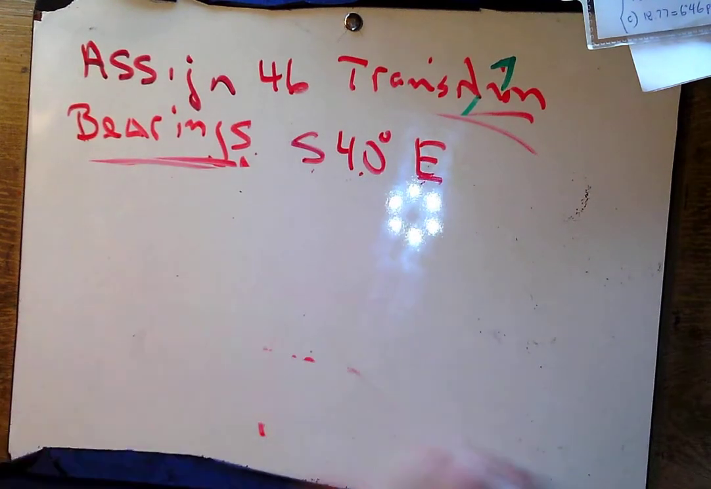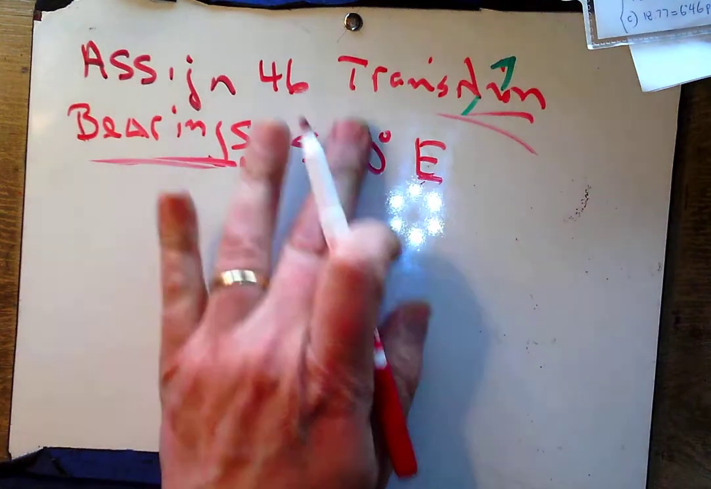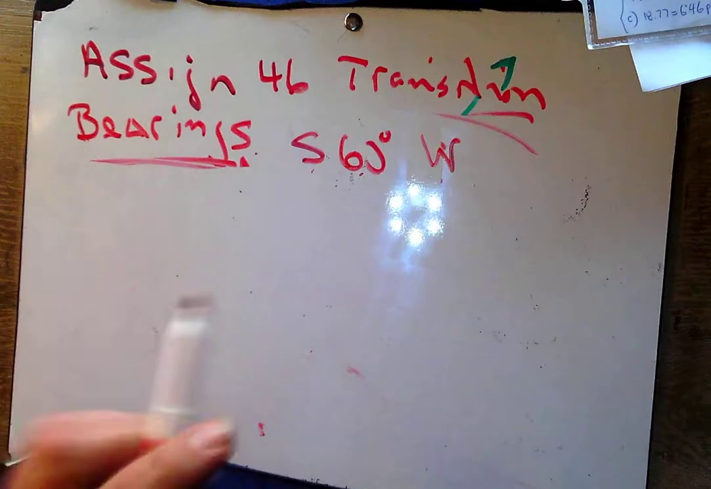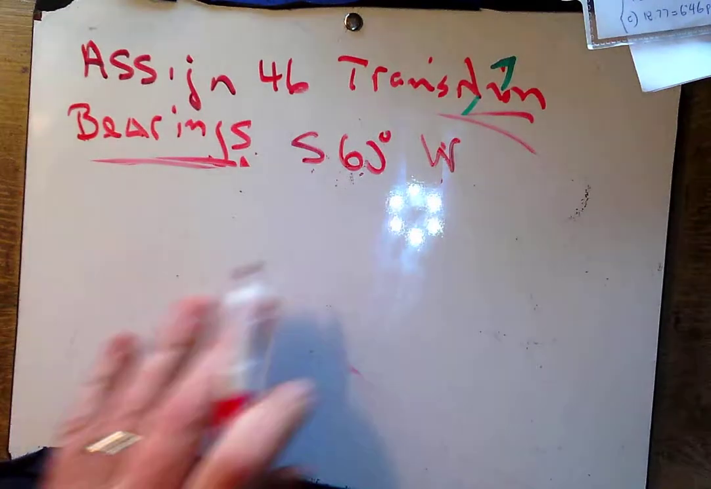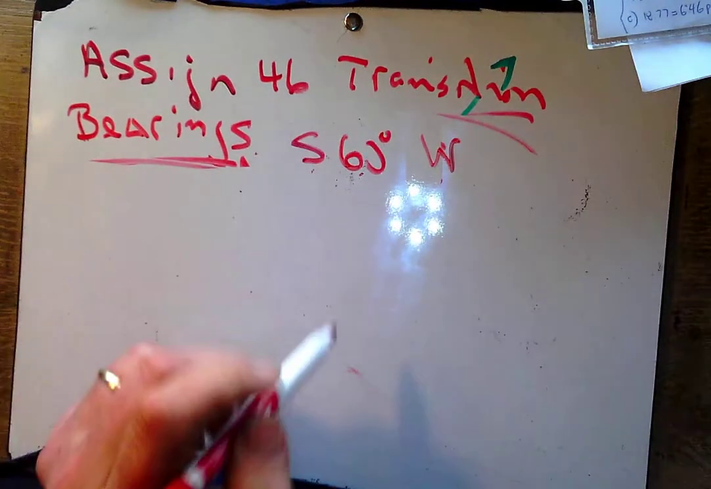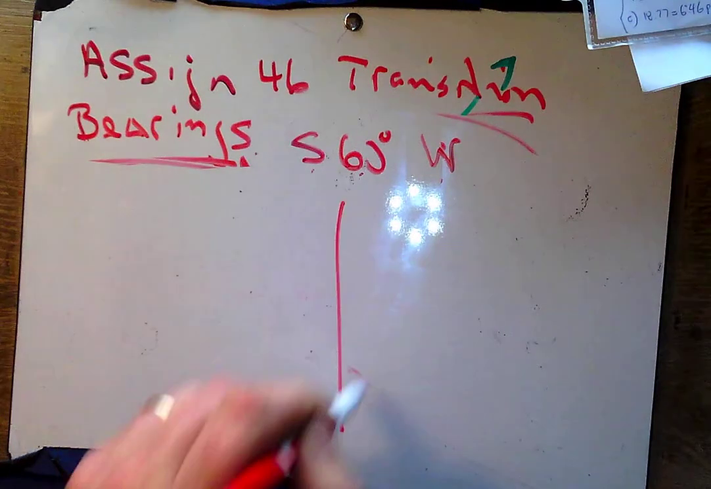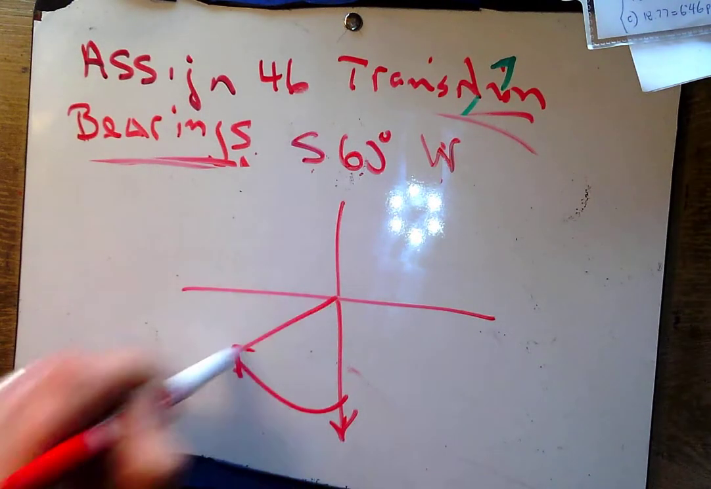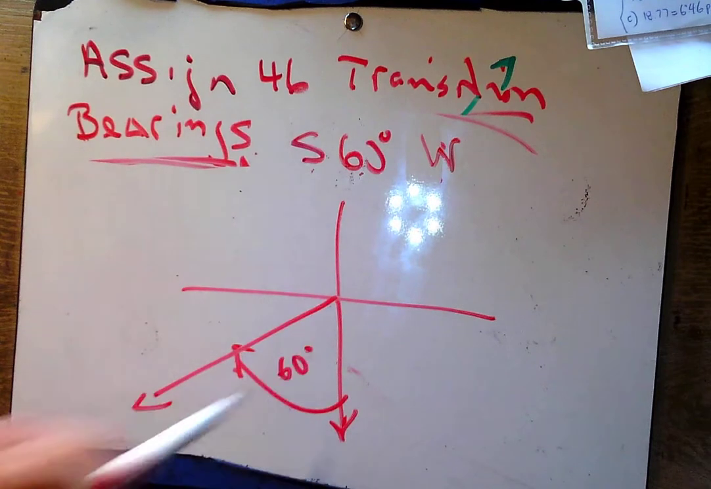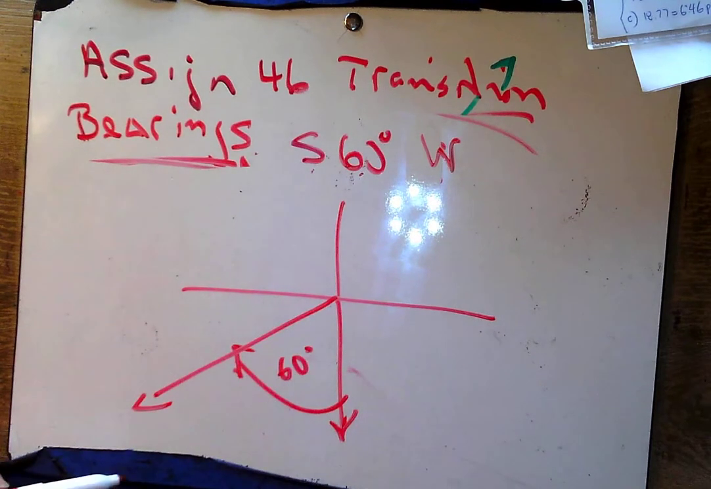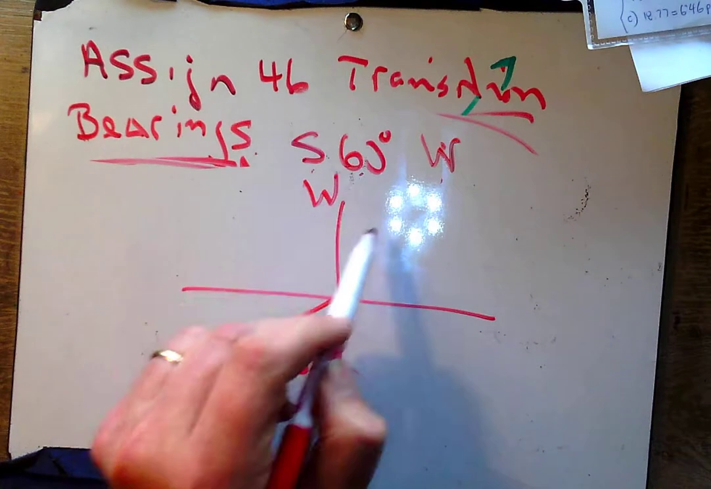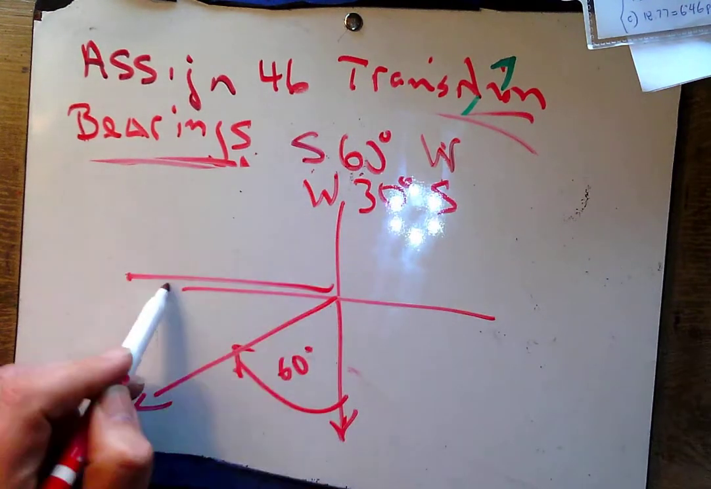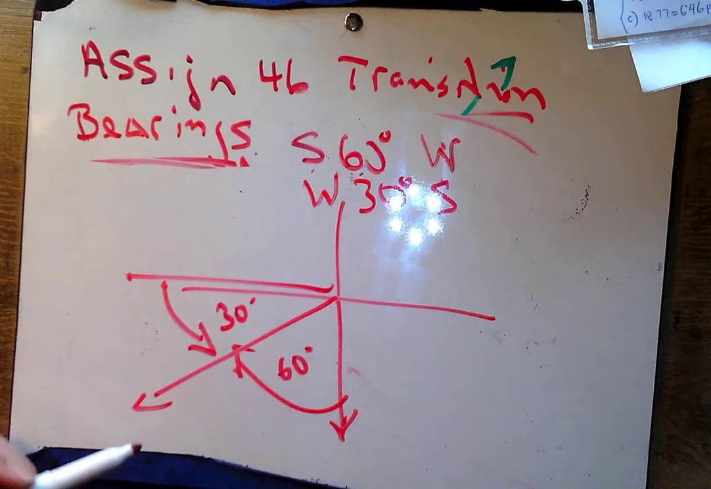And how about this one? South 60 degrees west. Okay, give it a try. So, south, 60 degrees to the west. So there's my bearing. Of course, I could also define this as west, 30 degrees south. I had west and 30 degrees south.